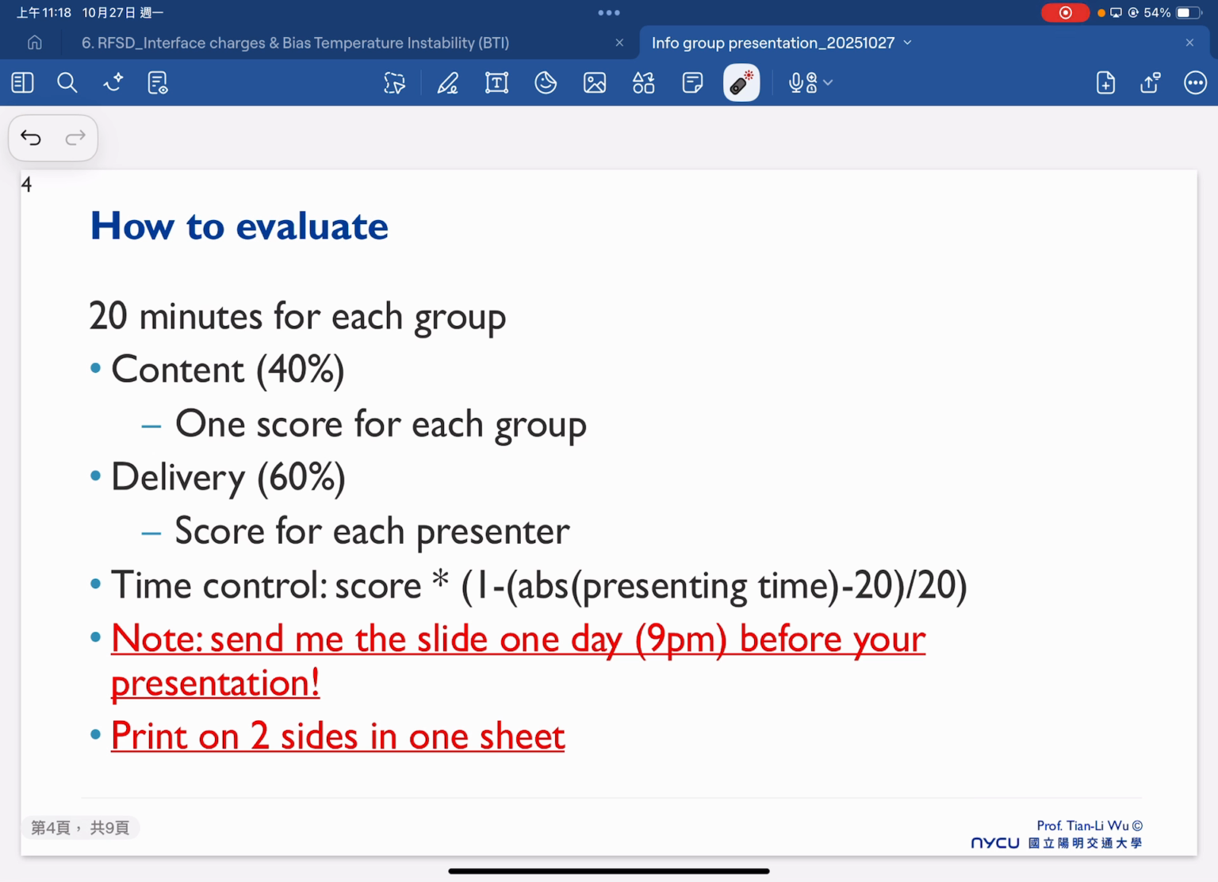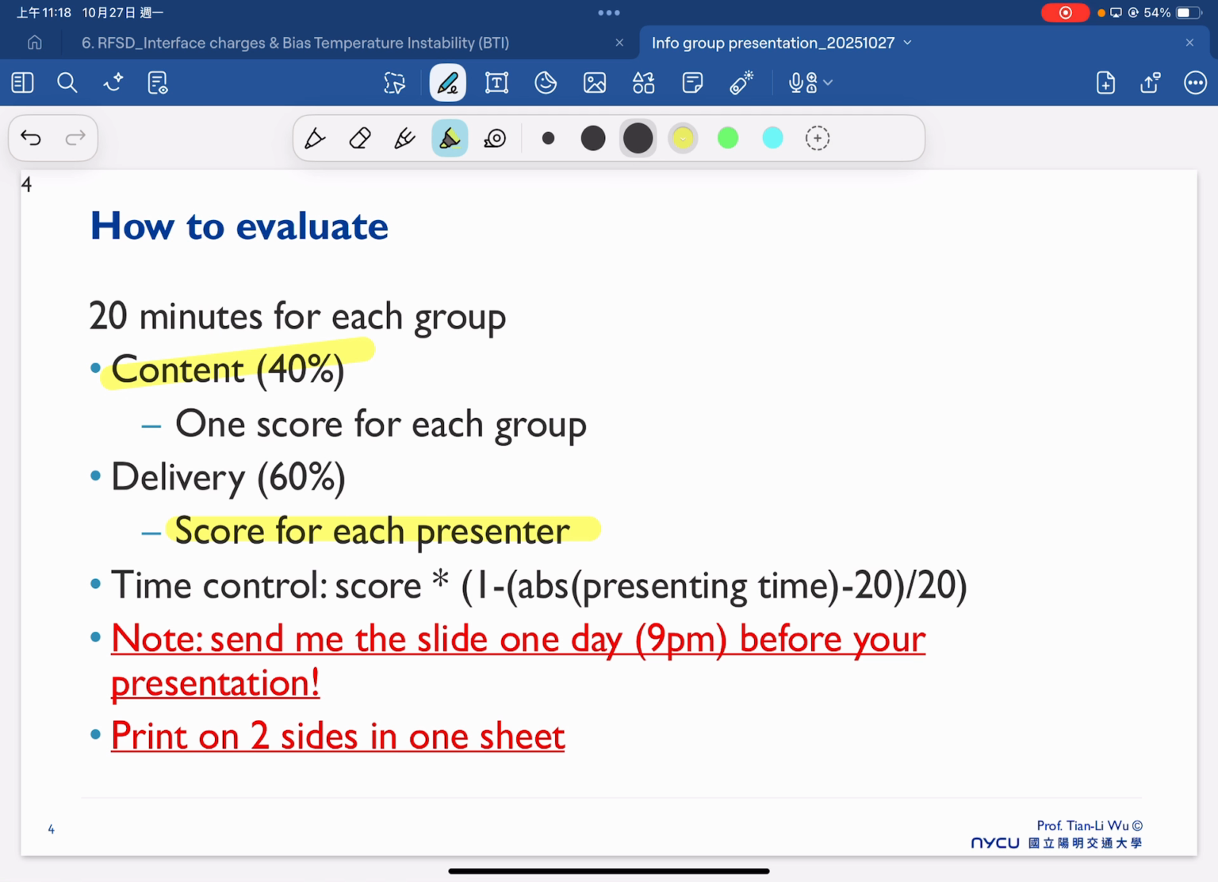And here is how we do the evaluation. We have content 40%. That will be one score for each group, so everyone will share the same score for this 40%. But of course, someone in the group might be very good, they prepare very well and deliver very well, and they should get a higher score. So there will also be a score for each presenter. That will count for the 60% as well. That's the delivery.